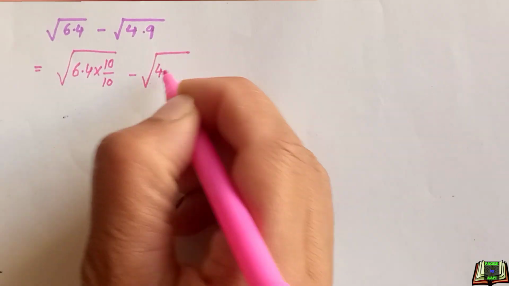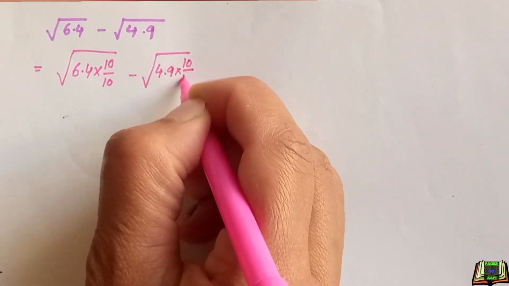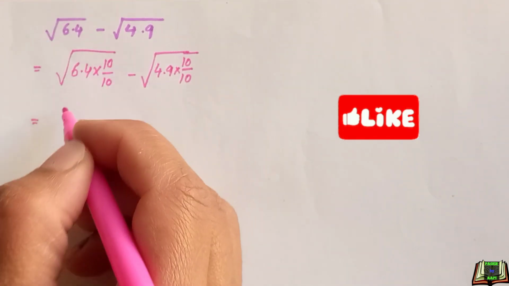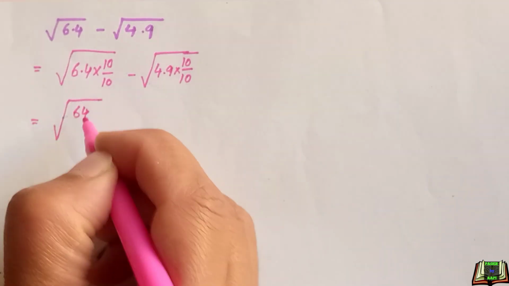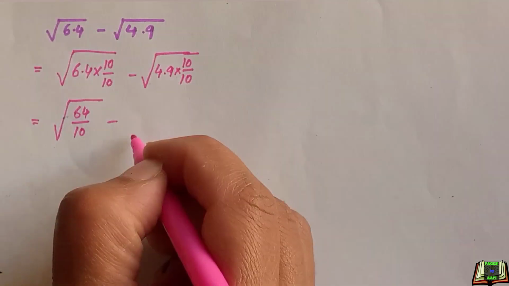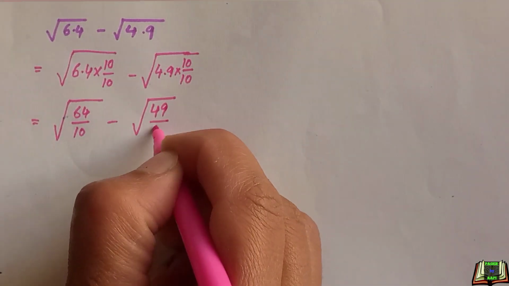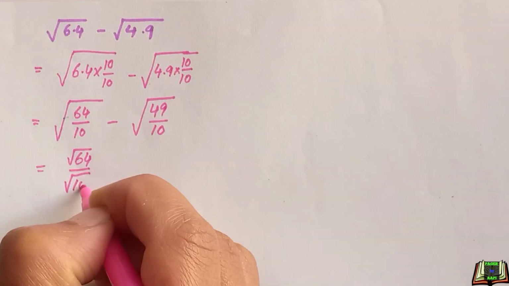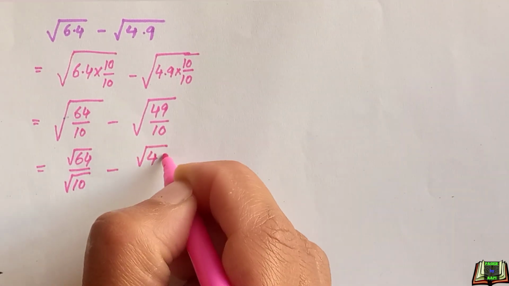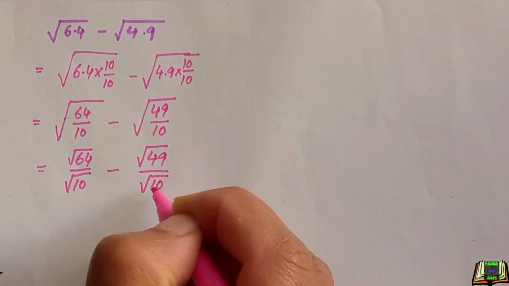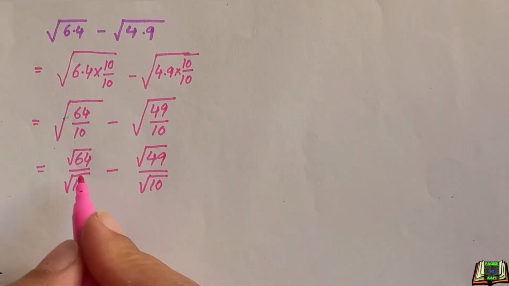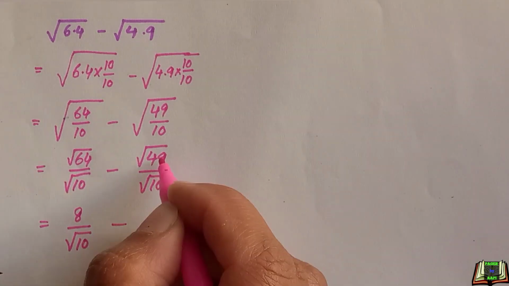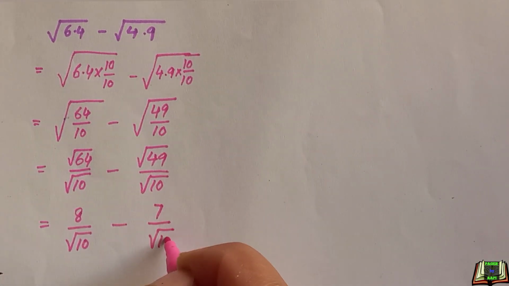Minus root 4.9 times 10 over 10. If we multiply 6.4 and 10, it will give us 64. Root 64 divided by 10 minus 4.9 times 10 is 49 divided by 10. Writing numerator and denominator separately in the square root. We know the value of square root 64 is equal to 8 and the value of root 49 is equal to 7.